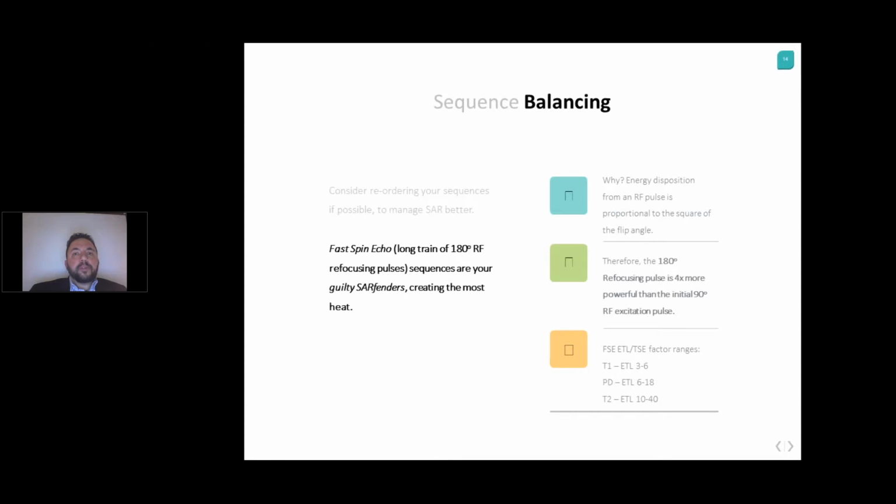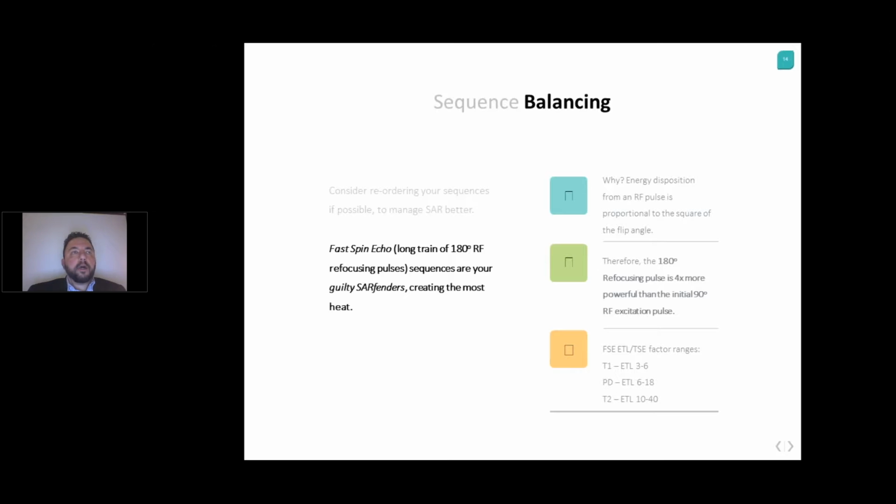Another aspect for us, the technologist, in ensuring the ability to manage SAR better, would be to consider reordering your sequences. Fast-spin echo, that long train of very powerful 180-degree refocusing pulses, those are the sequences that are your, I want to call them the guilty SAR offenders, if SAR offender's a word, creating the most heat. Those fast-spin echo sequences can be extremely problematic in compounded heat.